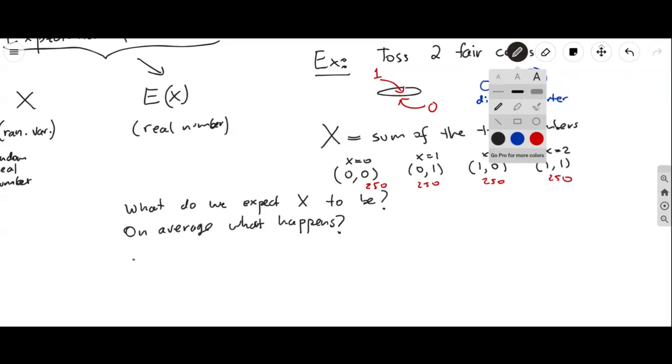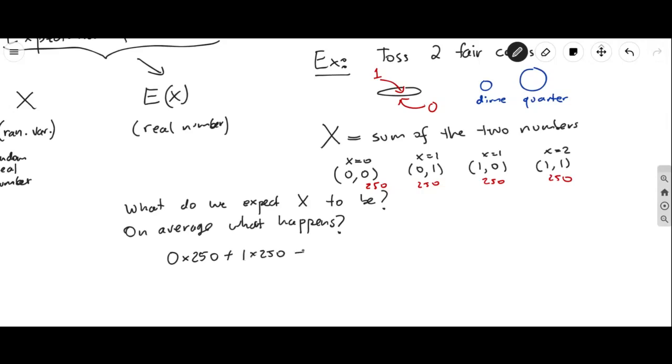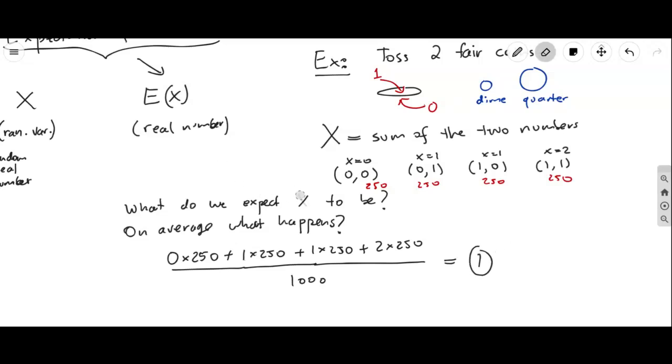So on average, what we would have is 0 times 250, plus 1 times 250, plus 1 times 250, plus 2 times 250. And then how many times did we do this random experiment? Well, we did it 1,000 times. So if you calculate what this is, 250, 250, 500, so that's 1,000 over 1,000. So on average, we would have 1. So we would expect that x should be equal to 1 on average.